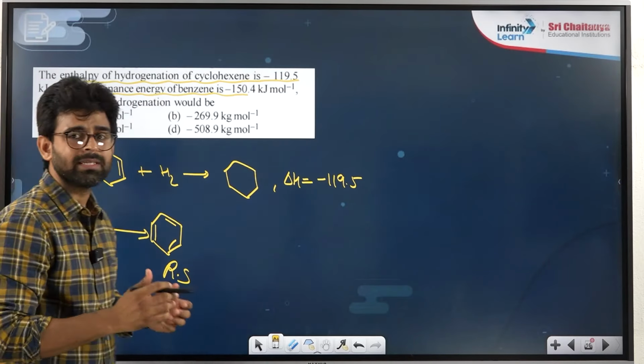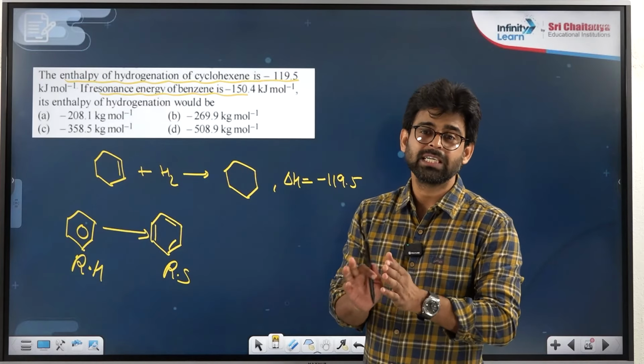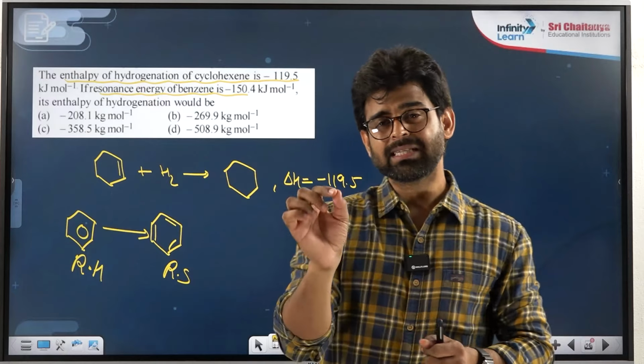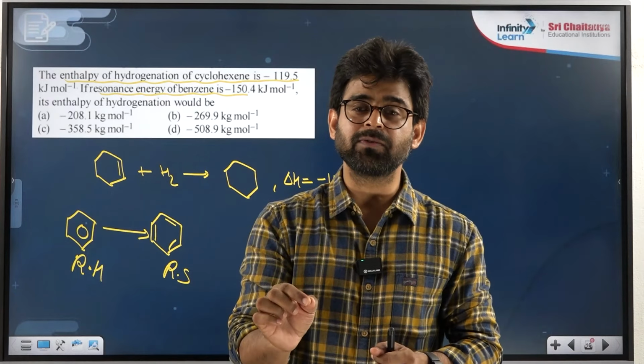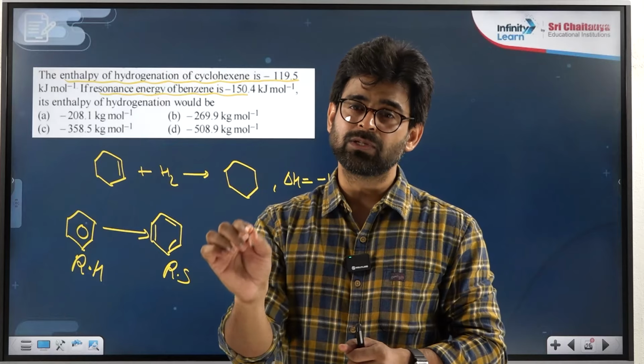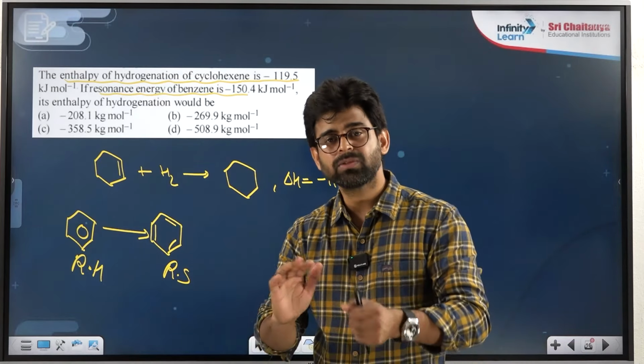RH to RS. RH has lower energy, RS has higher energy. So here you will take positive of what? Resonance energy. Resonance energy is the energy difference between the most stable resonating structure and the resonance hybrid. We have to use it accordingly.